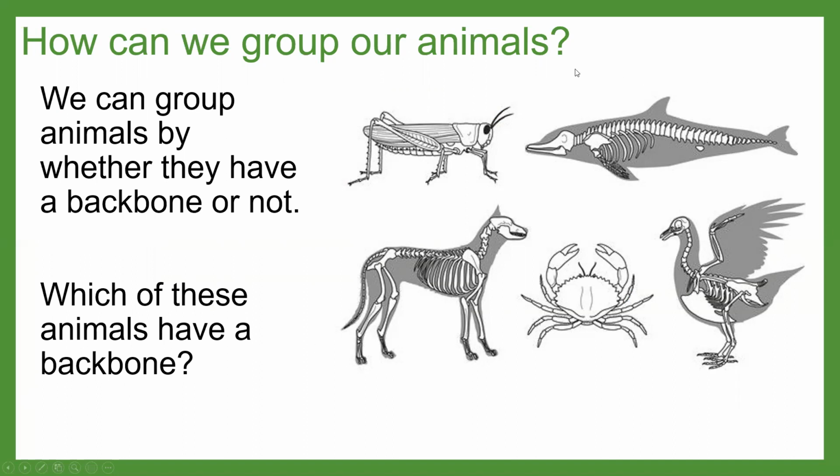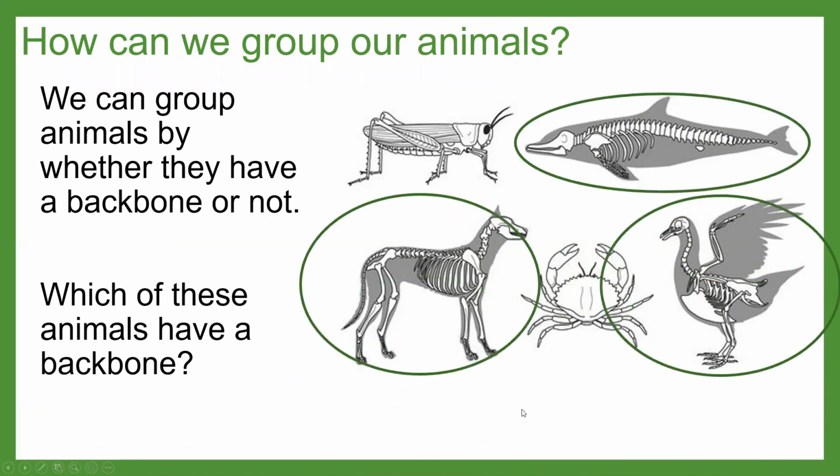And here we've got some examples of some animals. You can see from the picture that these animals have a backbone. And the backbone is this part of the skeleton here. The fish has got a long one, the dolphin's got a long one. This could be a dog or a cat. And even the bird has got a backbone.